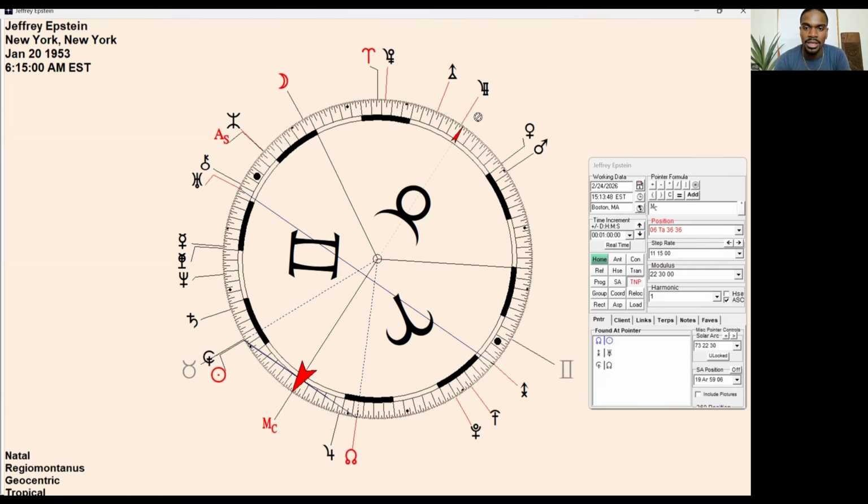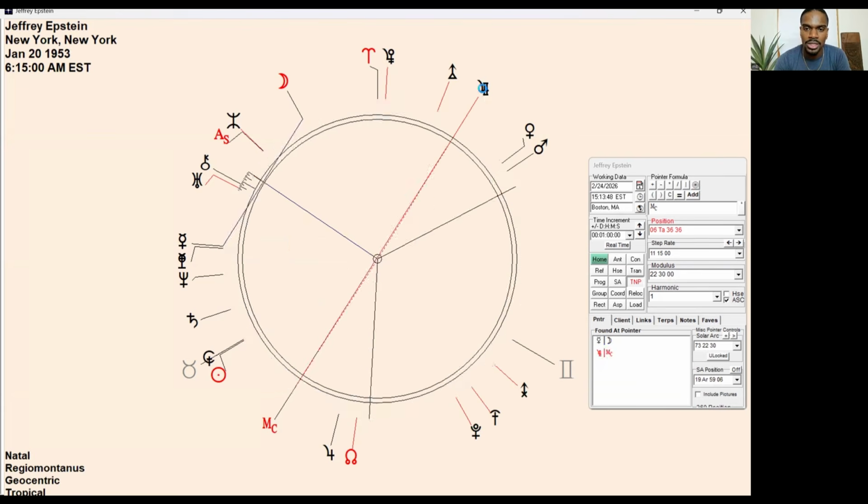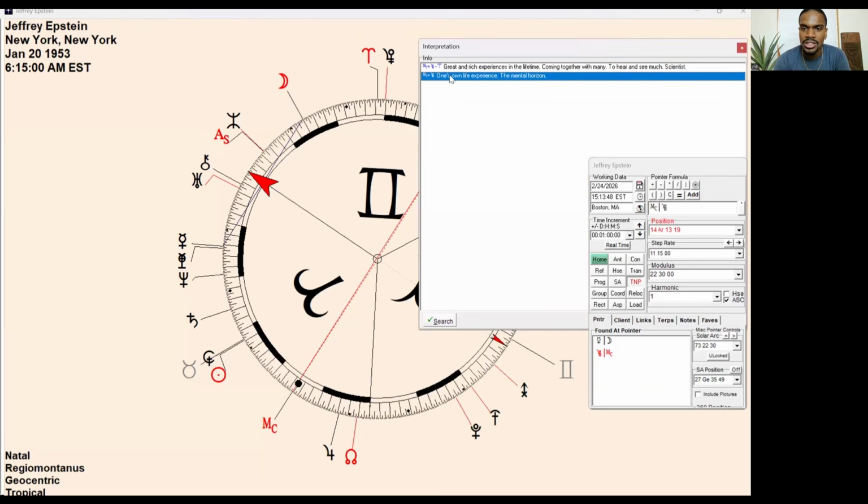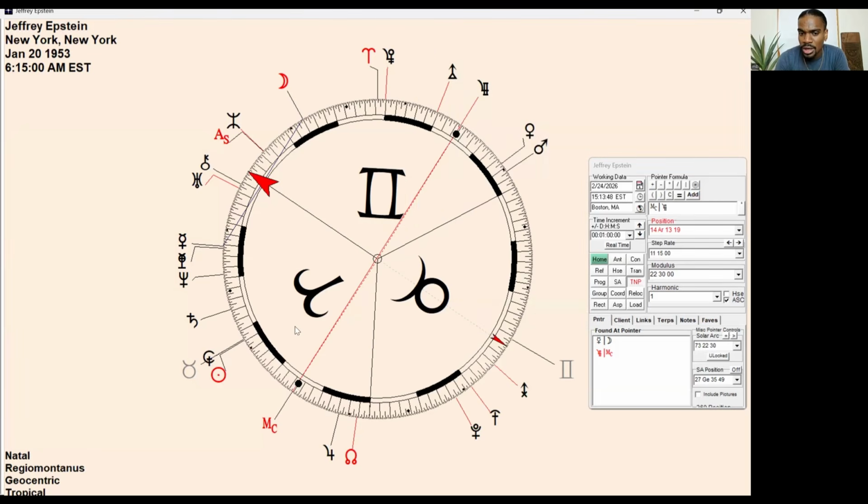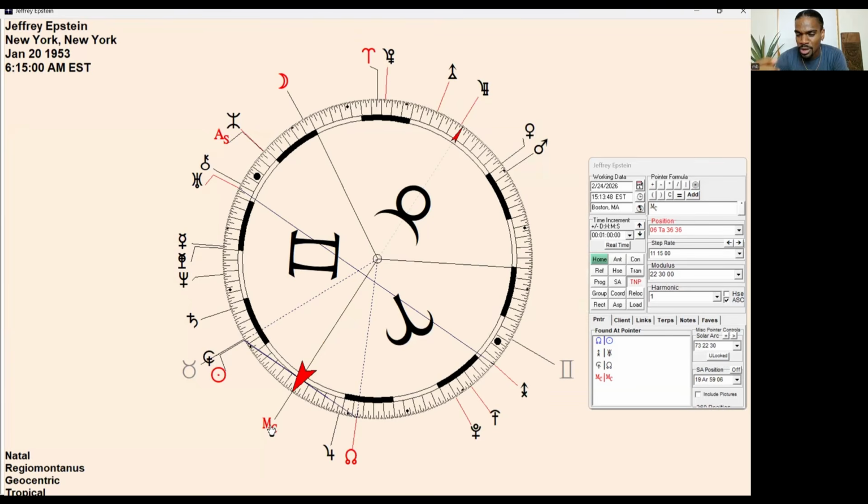If we pull up midheaven Apollon and see what our interpretation box says for that, it says one's own life experience and the mental horizon. So this is something that we see manifesting within him, that he himself had a broadened horizon or a broadened perspective about the world at large. And that could have been a very attractive thing for those around him. And that could have been why he himself was so fortunate in his connections with others within the world at large.